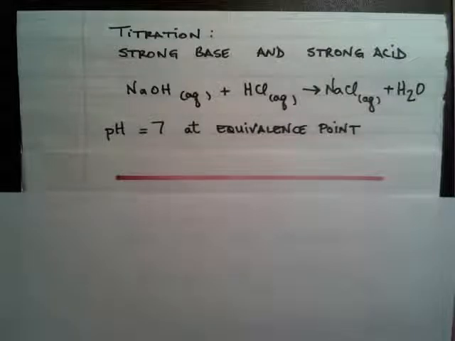So the basic titration that you'll recall from your high school chemistry or previous chemistry experience is the reaction between a strong base and a strong acid. So we've written out here the very common examples of each: sodium hydroxide reacting with the strong acid, hydrogen chloride, or hydrochloric acid.